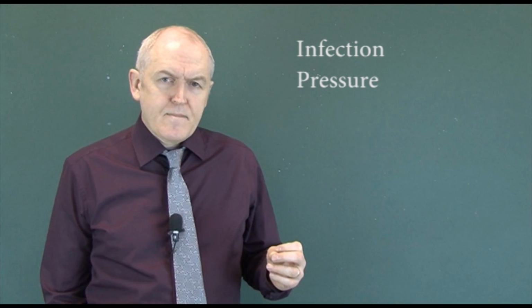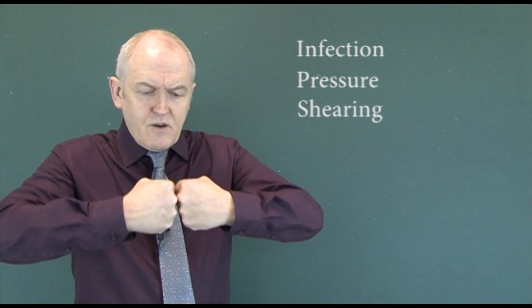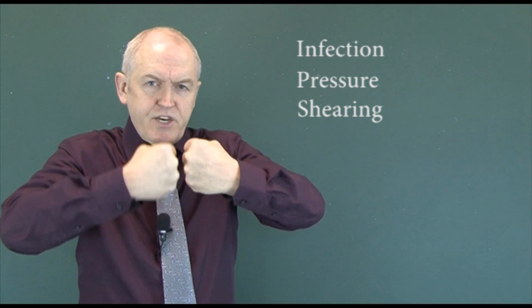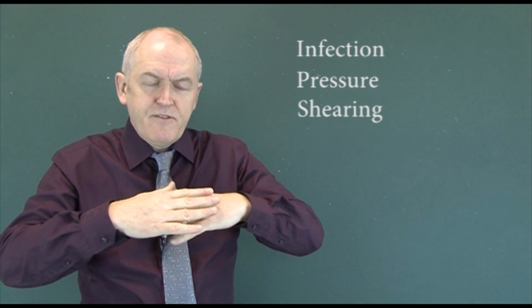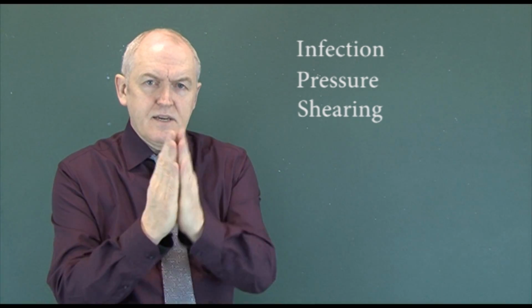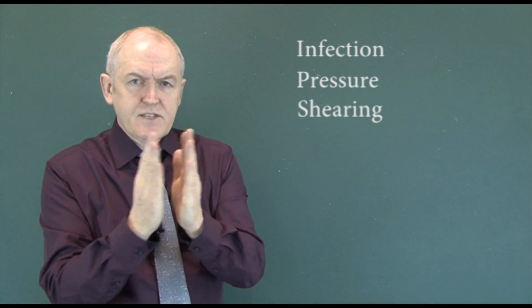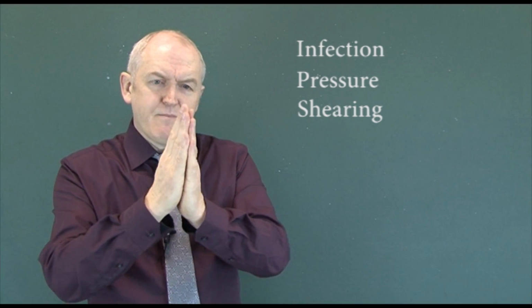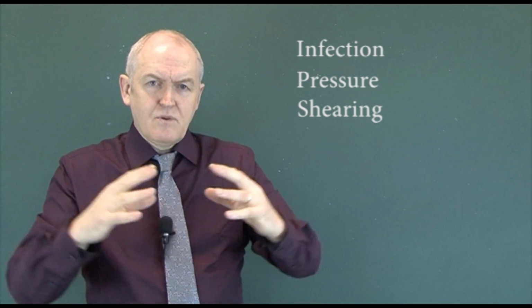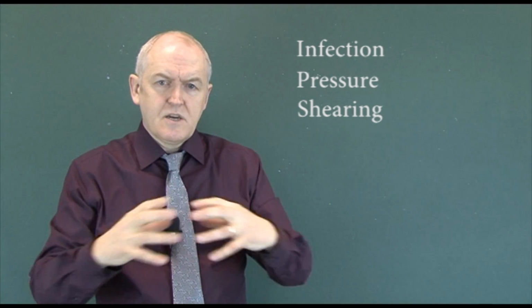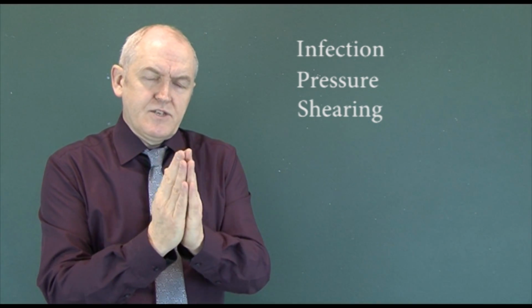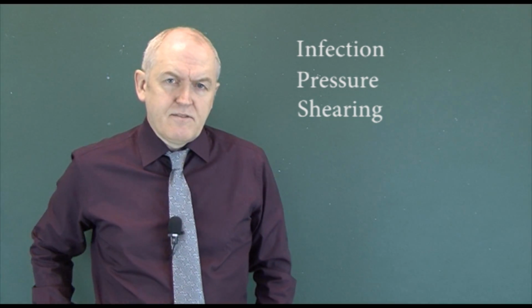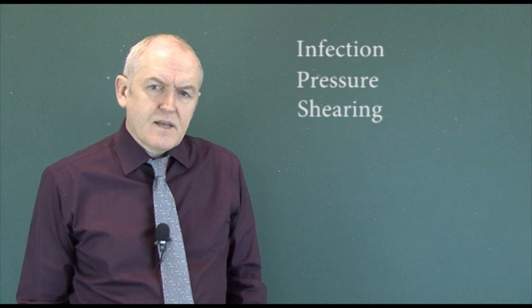And another thing wounds don't like is shearing forces. If we've got two edges of a wound, they don't like being sheared. We don't want there to be forces over the wound edges. So we need to have the wound edges approximated, certainly for primary intention, but we don't want shearing forces. We want there to be no forces over the healing wound edges. So local pressure or shearing forces adversely affect wound healing.